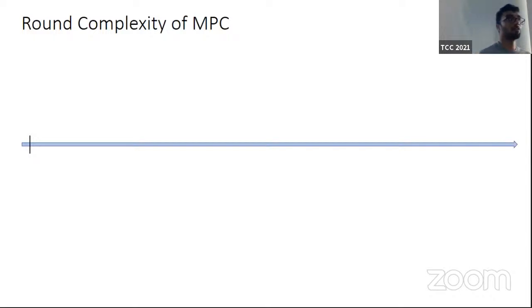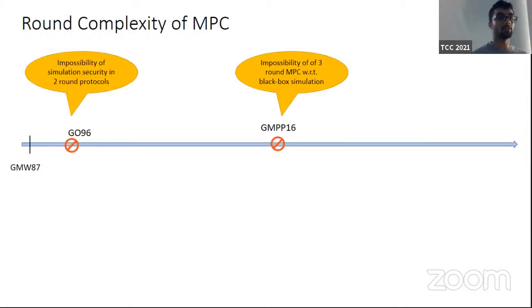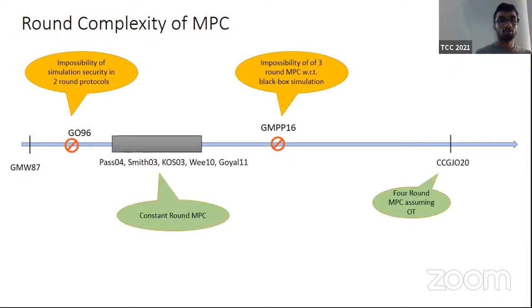In this work, our focus was on the round complexity of MPC. Let me start by describing the progress that has been made in this direction. From the 80s, we know a polynomial round MPC protocol by GMW. And there have been possibility results about 2-round and 3-round MPC protocols. On the positive side, we know of constant round and even 4-round MPC protocols assuming OT.